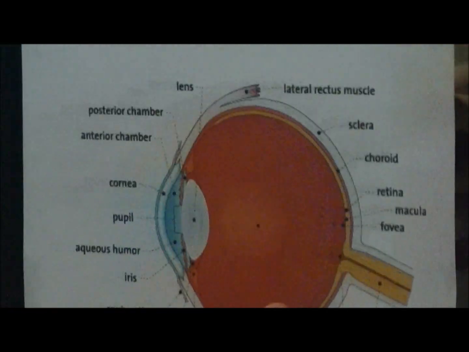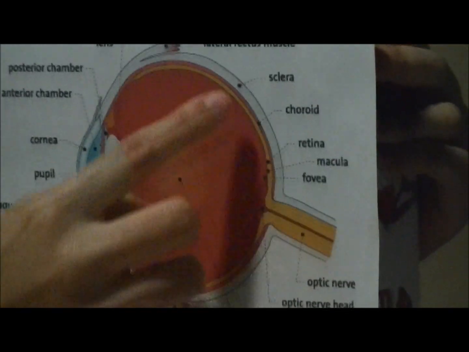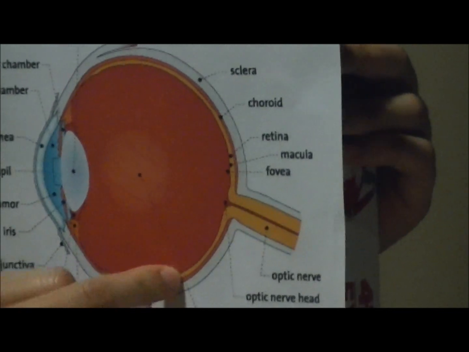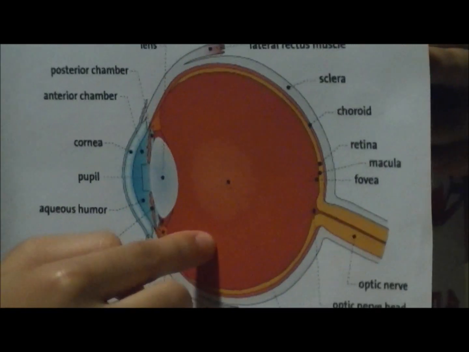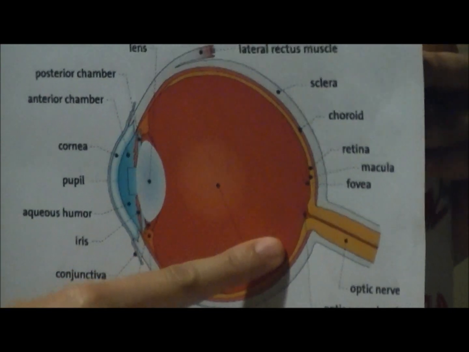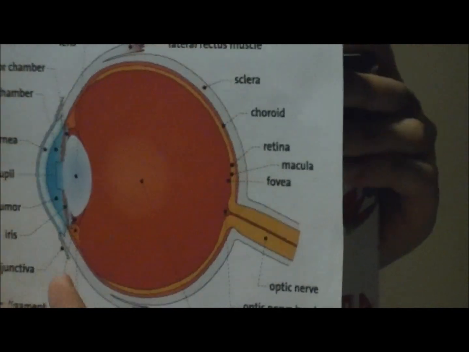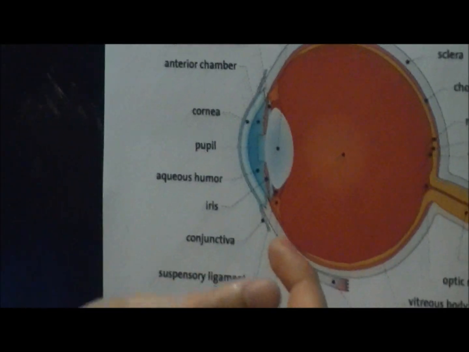Then we have the retina. The retina is a series of light-sensitive cells that lines the eye, and it reacts to the incoming light and converts it into electrical signals, which are then sent to the brain.